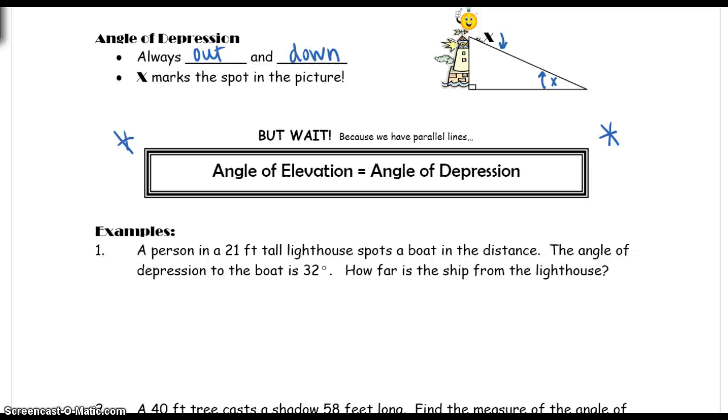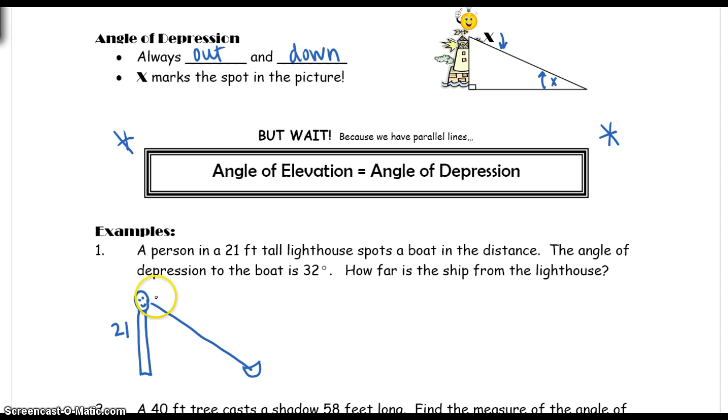It says a person in a 21-foot tall lighthouse. Okay, so here we have our lighthouse and we have a person at the top of it. All right, I'm just going to do a happy face. Now they said this is 21 feet tall. Okay, they spot a boat in the distance. So here's our boat, okay, out in the distance. They're spotting it. So let's go boop, like that. The angle of depression to the boat is 32 degrees.